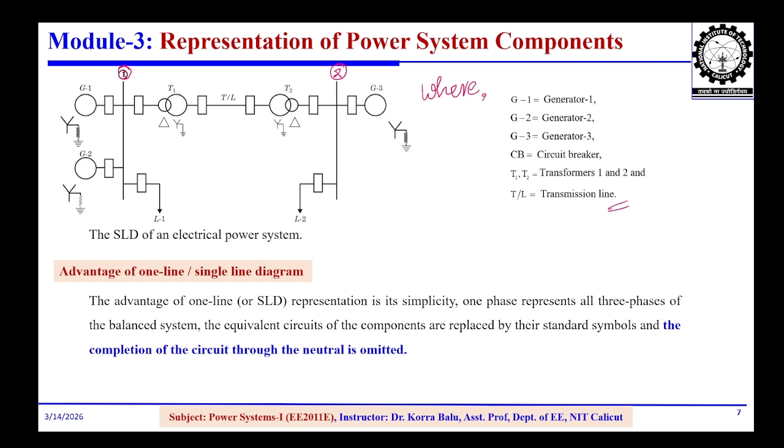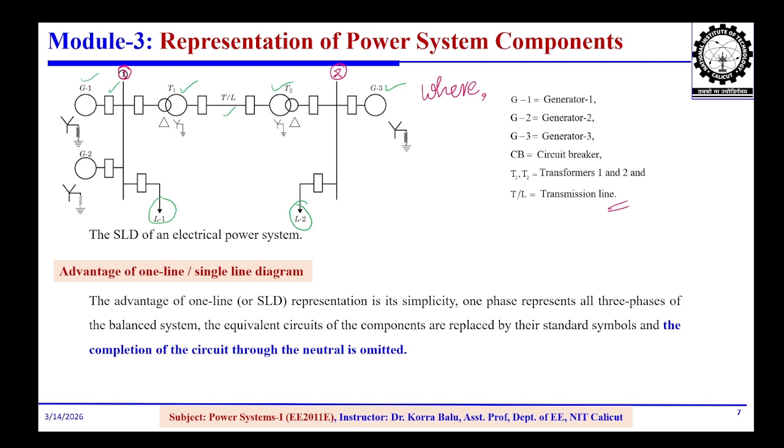Each component is represented by using its symbol as per the IEEE and ANSI. Here this indicates the generators. These are the circuit breakers, transformers, transmission lines, transformers, and the generators, and for their corresponding generators, how the neutral is grounded. And we'll see the load connected with the circuit breakers.